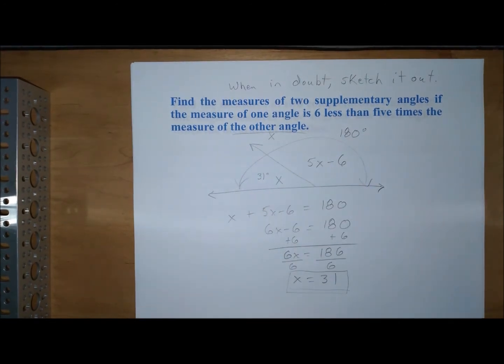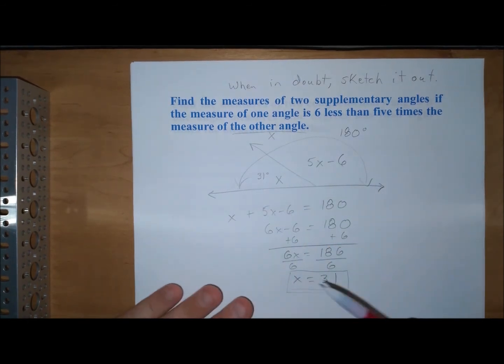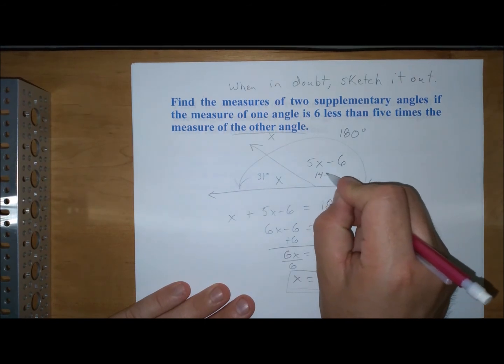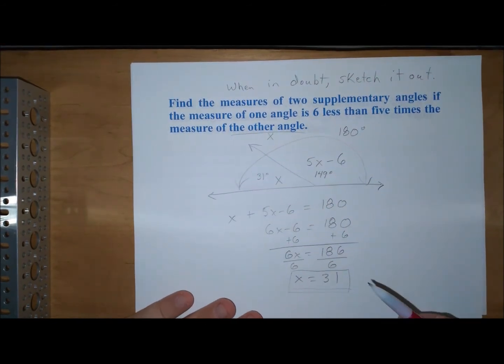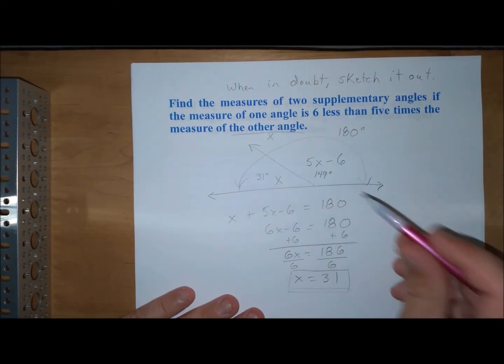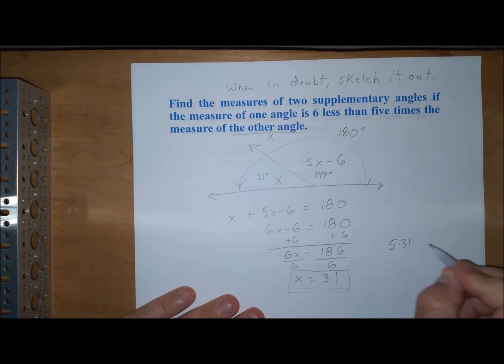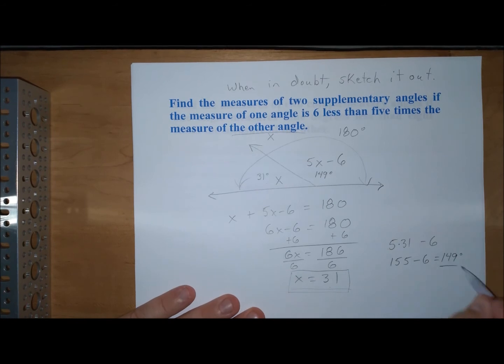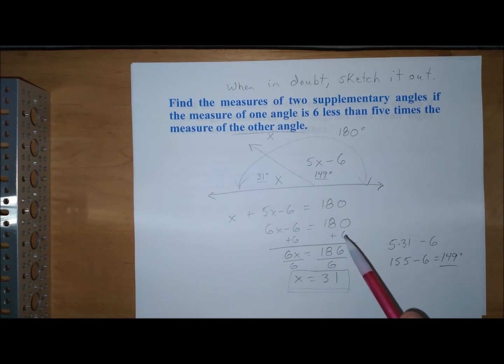31 degrees. Now I could say, if these angles are supplementary, all I have to do is subtract that from 180, and I get that this angle is 149 degrees. But of course, if you want to check your math, you may want to plug that 31 in here, and you could say 5 times 31 minus 6. Now 5 times 31 is going to give you 155, and when you subtract 6, you're going to get 149 degrees. Look at that.